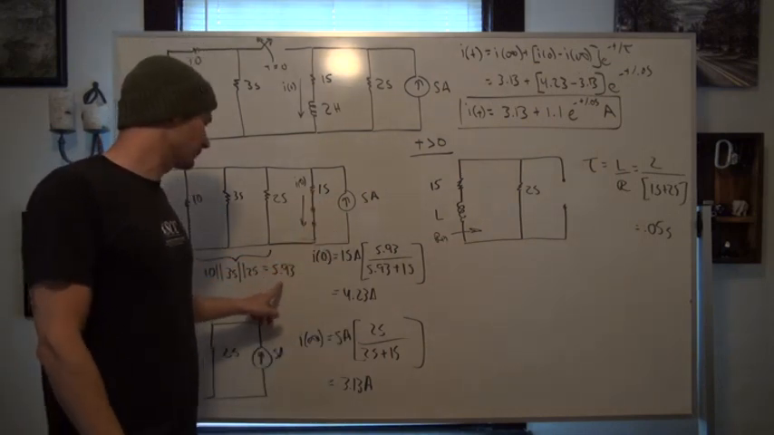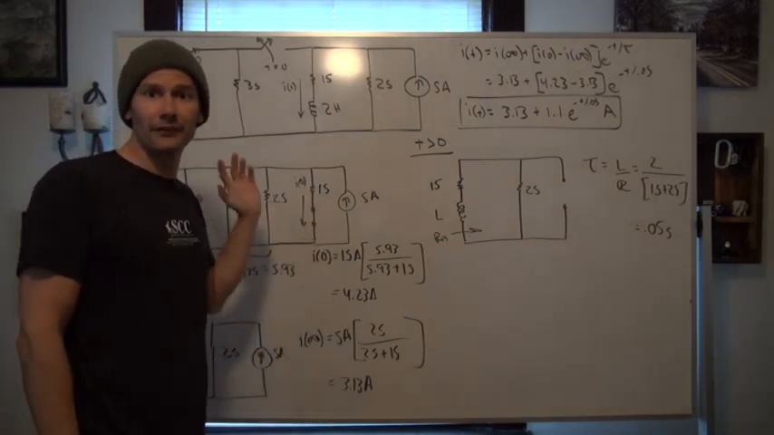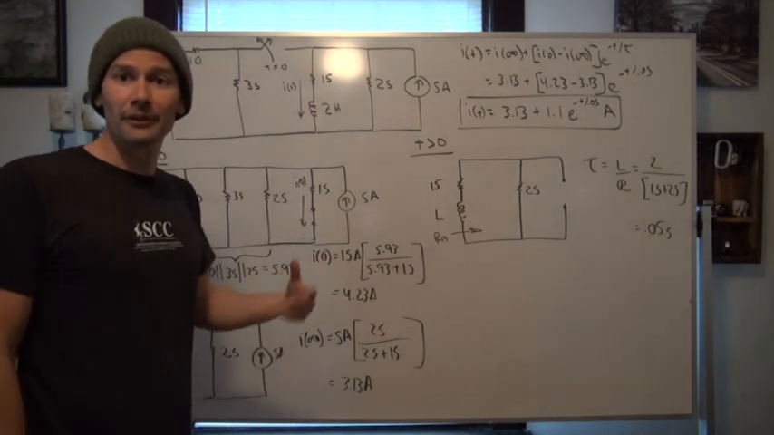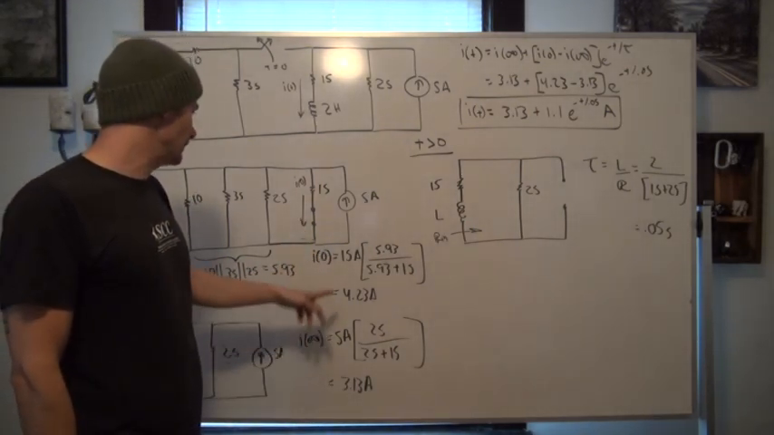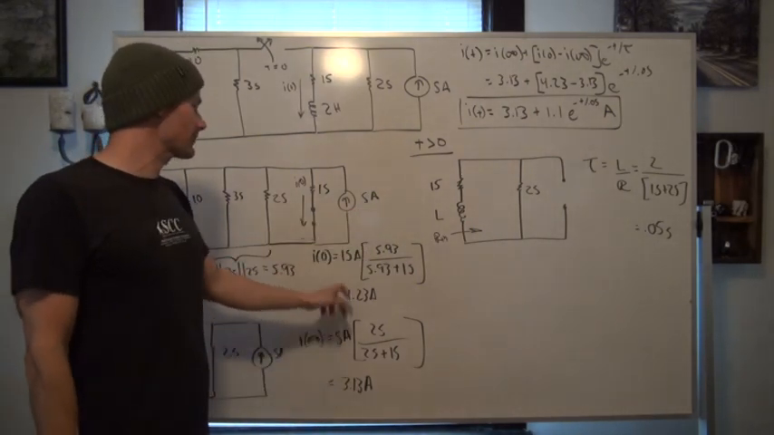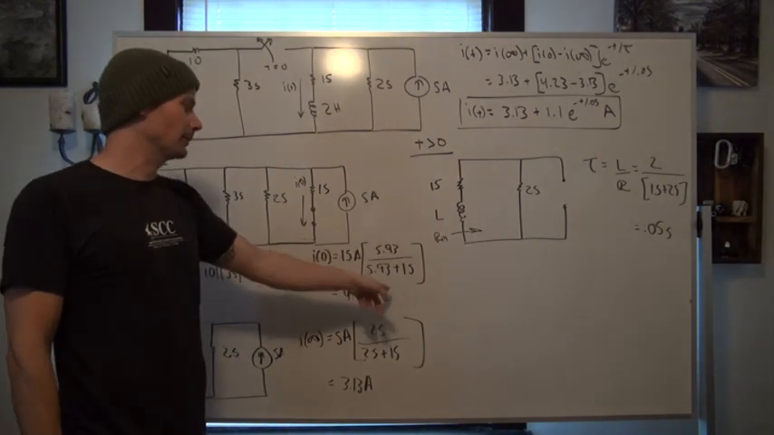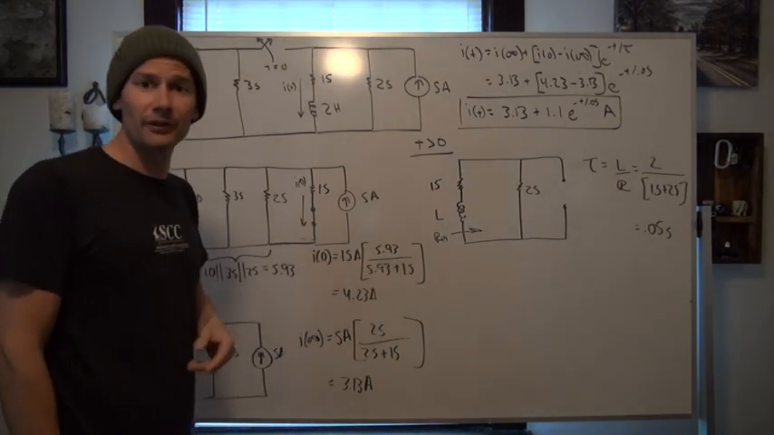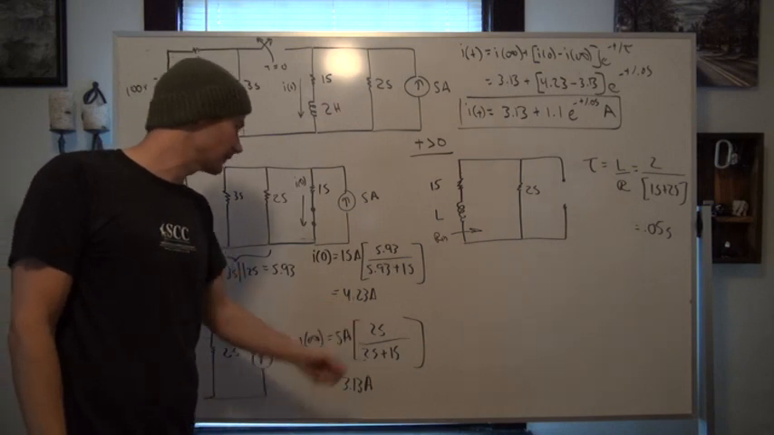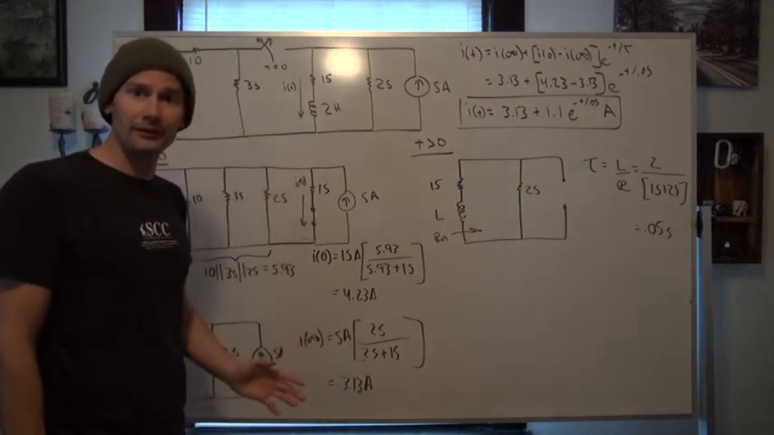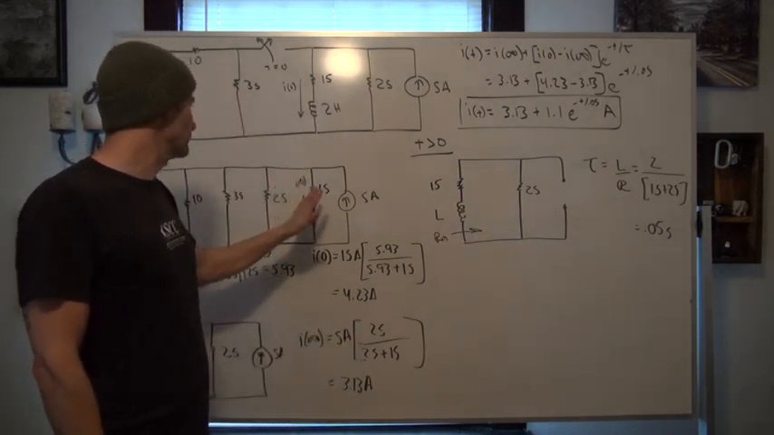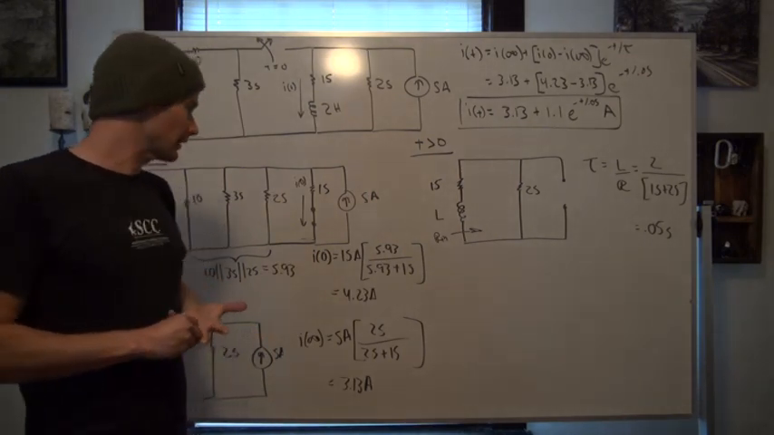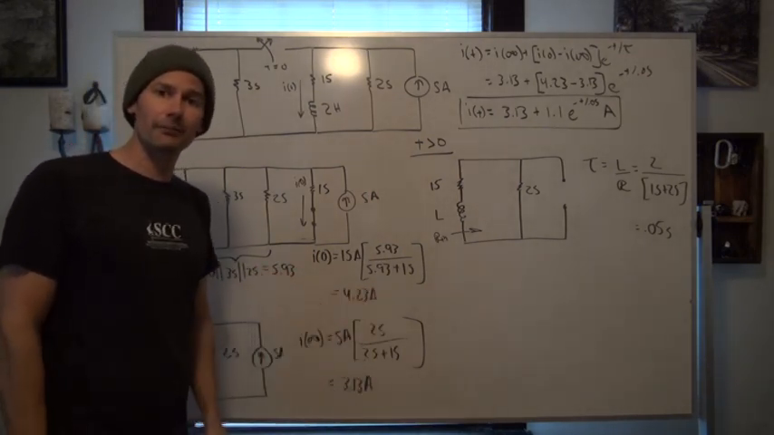That came out to be equal to 5.93 ohms. We break down the circuit into two elements so we can perform current division. 10 amps plus 5 amps gives us 15. 15 times 5.93 over 5.93 plus 15. Bam, right there: the initial current through that inductor, which was the same as the current through that 15 ohm resistor, comes out to be 5.23 amps.